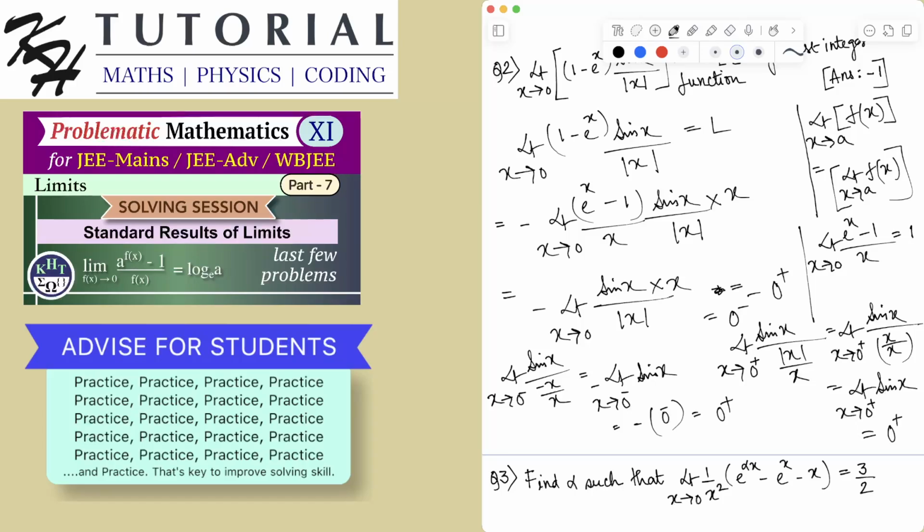So we are having L is equal to 0 negative. So obviously if I take box of L, it will be box of 0 negative, which we know is always equal to minus 1.